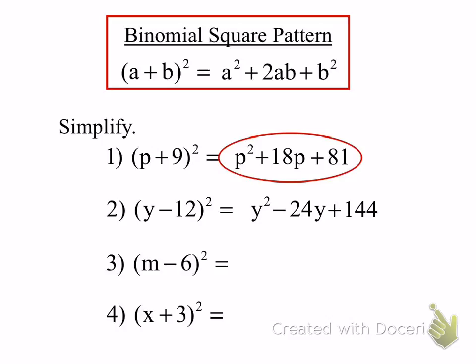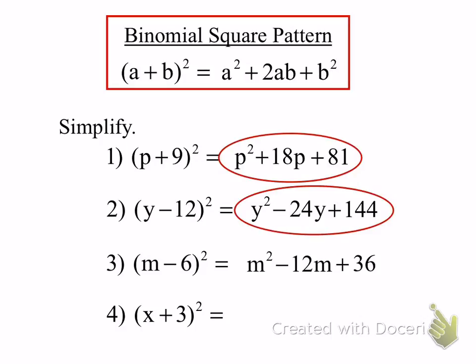Griffin, next one. It's going to be m squared plus 12m, and minus 6m and minus 6m make minus 12. Right. And keep plus 36. Okay. And then the last one, Elijah? X squared plus 6x plus 9.